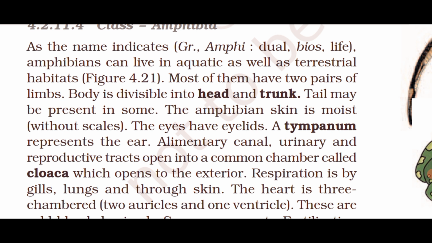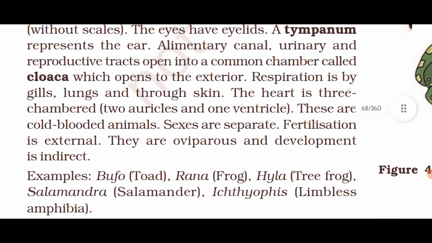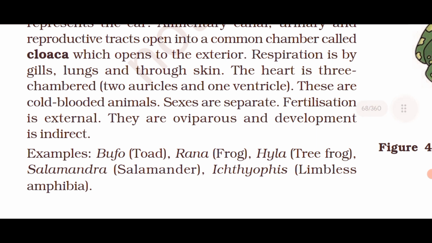Respiration is by gills, lungs, and through skin. The heart is three-chambered, two auricles and one ventricle. These are cold-blooded animals. Sexes are separate. Fertilization is external. They are oviparous and the development is indirect. Examples: Bufo, toad; Rana, known as frog; Hyla, known as tree frog; Salamandra, known as salamander; Ichthyophis, known as limbless amphibia.